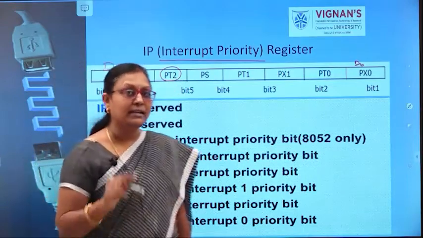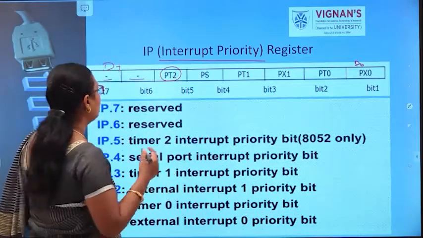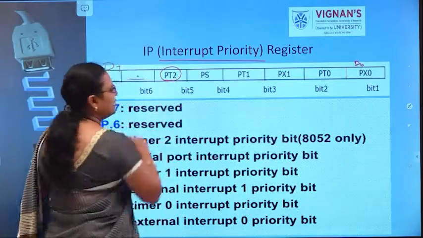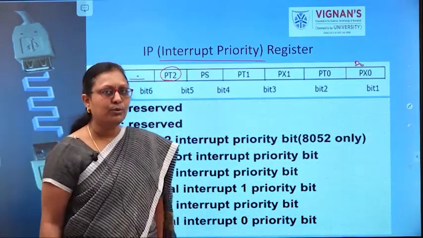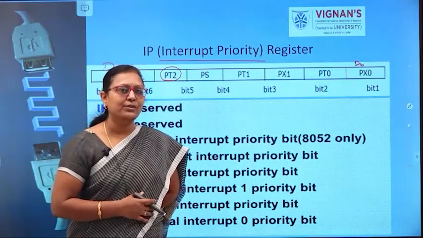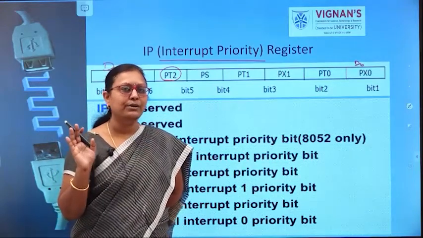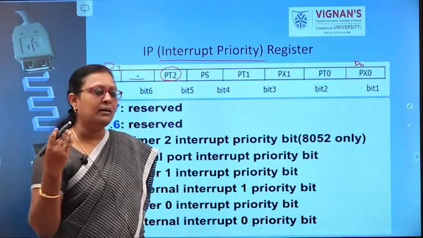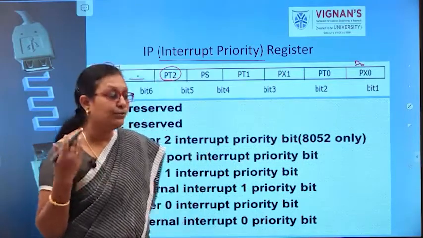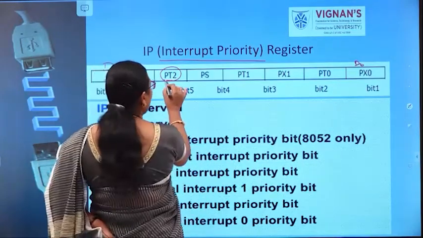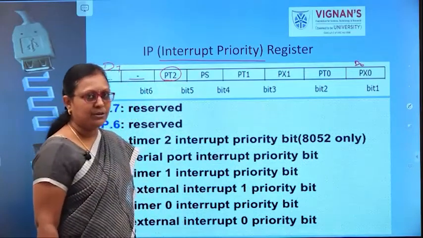And this bit PT2 is used for timer 2. Okay, this is the interrupt priority bit which is allocated for timer 2, whereas in this 8051 microcontroller we are not using timer 2. So it is applicable only for the 8052 microcontroller. So this is not applicable in this 8051 microcontroller.